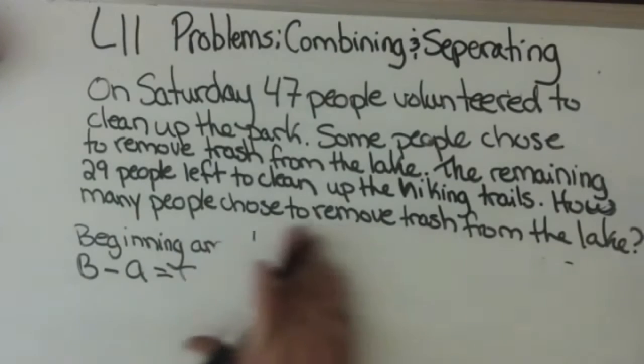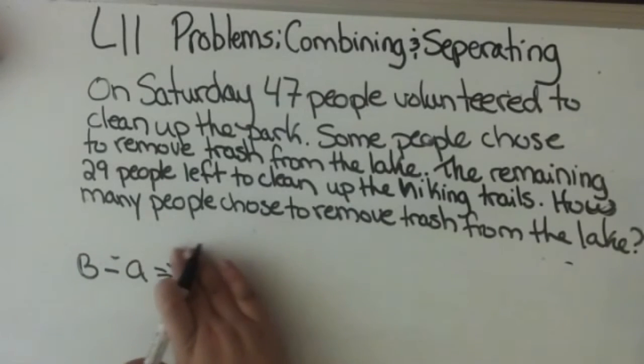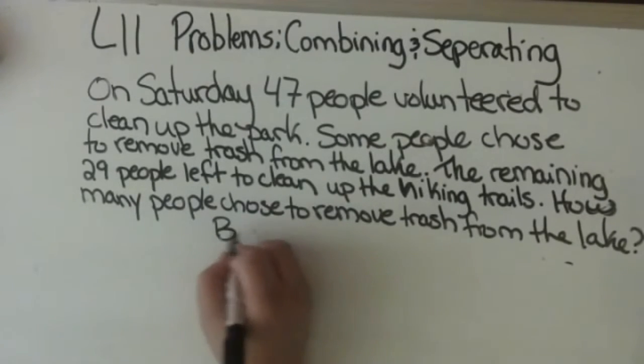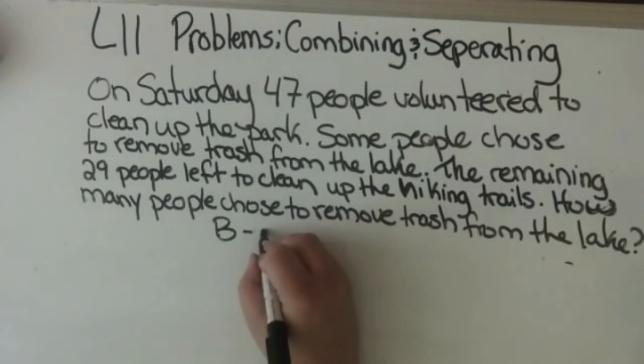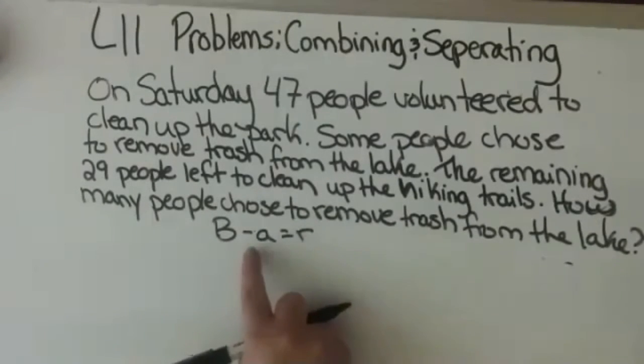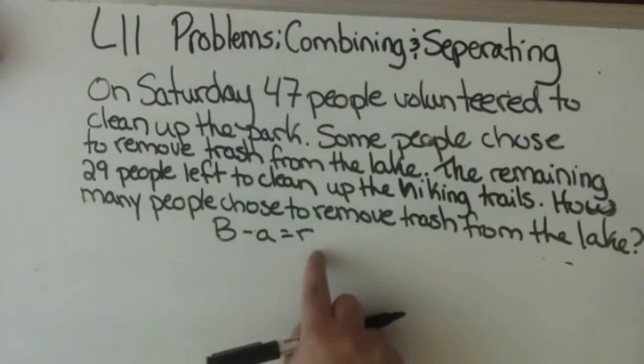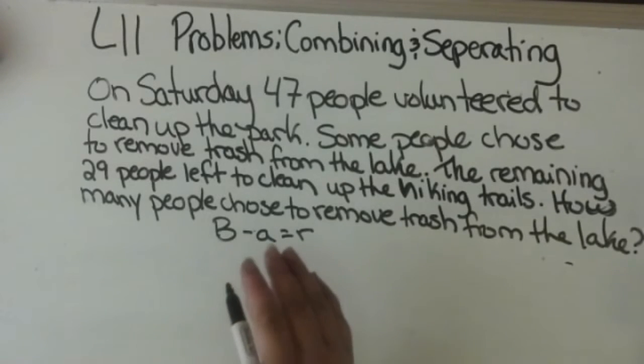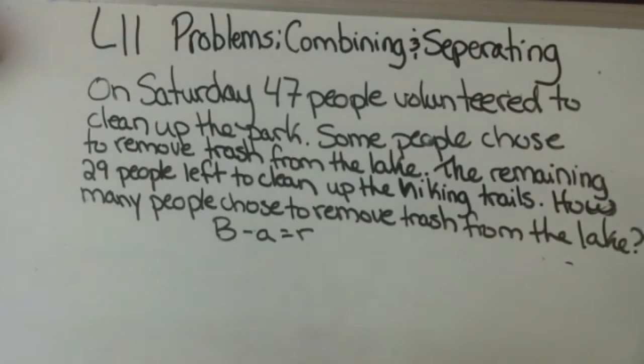We're going to erase that now, and we're going to show it just up here. Beginning amount, take away, sum went away, equals the remainder. Beginning amount, sum went away, remainder. Okay, B take away A equals R. So let's take a look at what numbers we are missing.